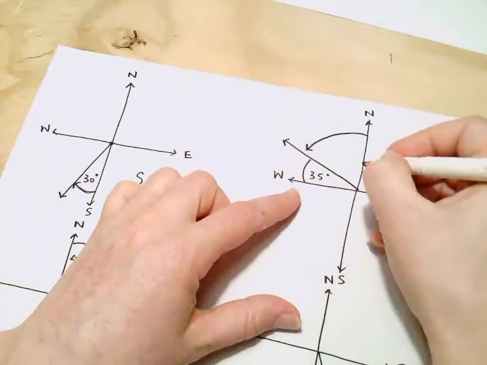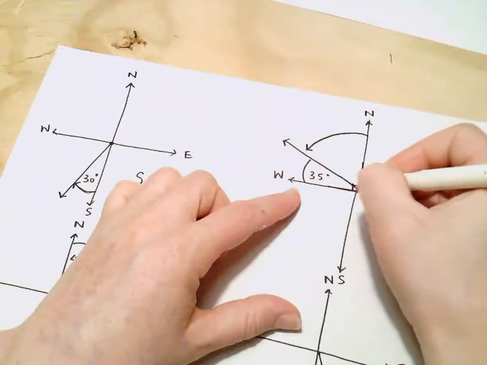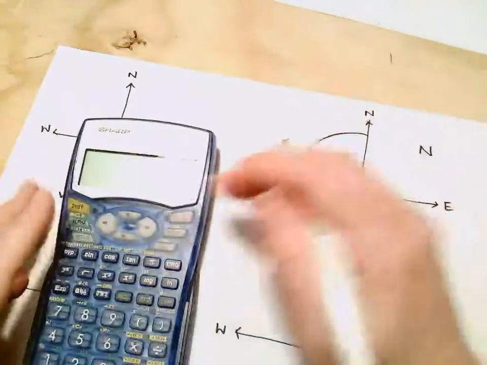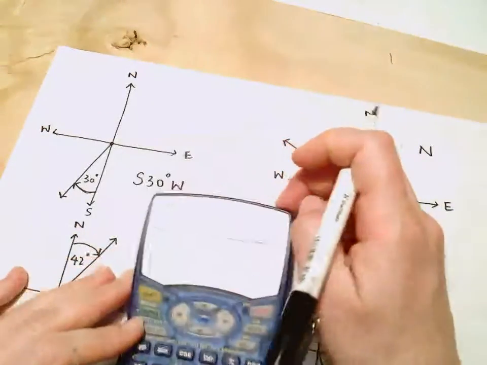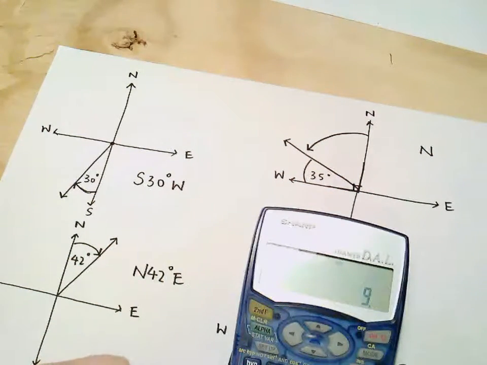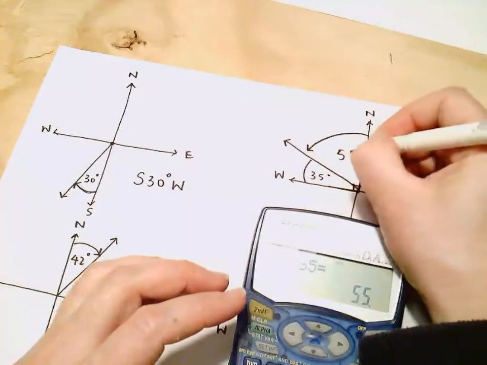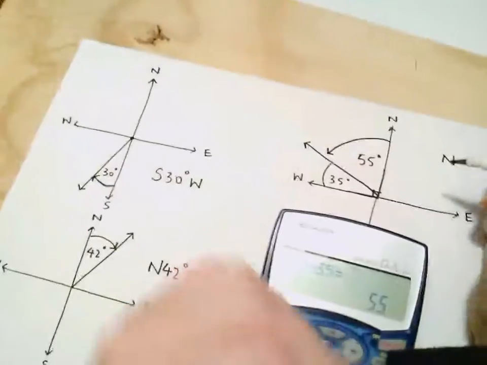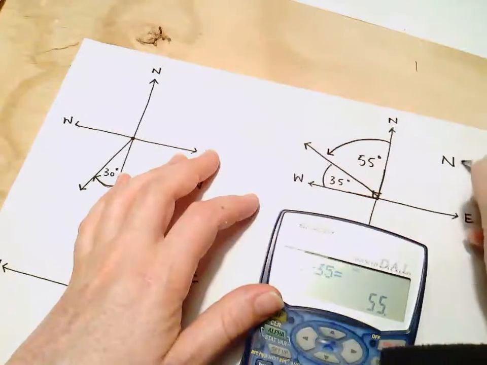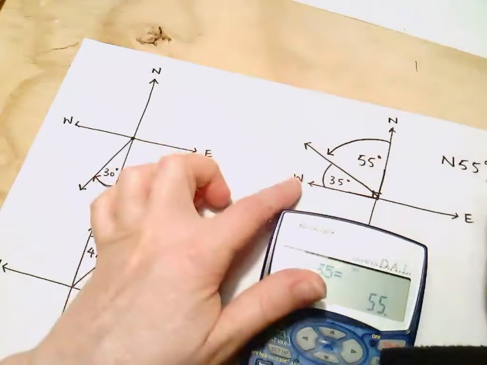Remember that any right angle, and of course this is a right angle here, is 90 degrees. So if I want to work out this angle here, I'm just going to have to do 90 take away 35. So this here is 55 degrees. So my compass bearing here would be north, and it is 55 degrees to the west.